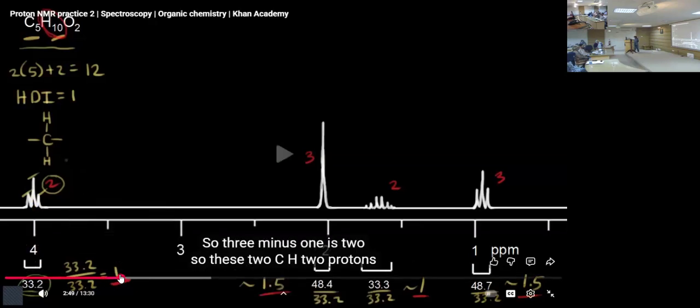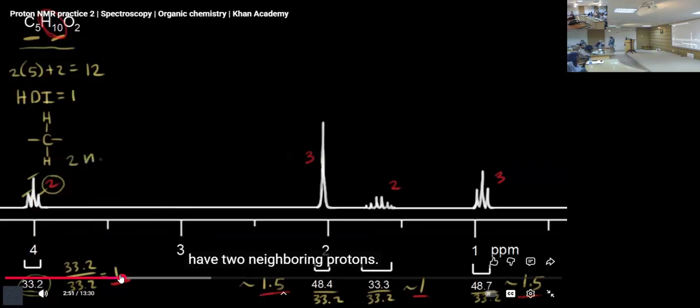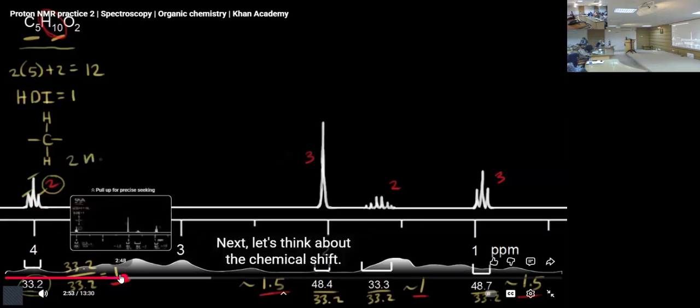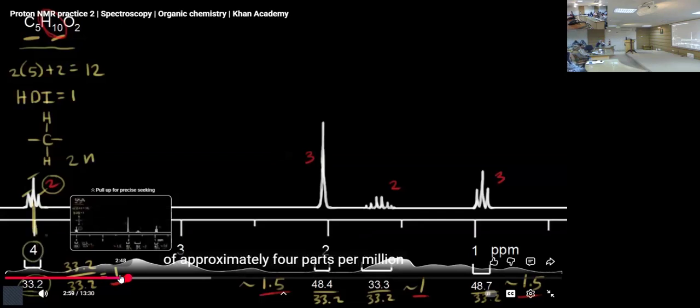Two CH2 protons have 2 neighboring protons. Next, let's think about the chemical shift. So this signal has a chemical shift of approximately 4 parts per million, and that's the highest value for the chemical shift out of all 4 of these signals. And that's the region for a proton that's connected to a carbon that's bonded to an electronegative atom.